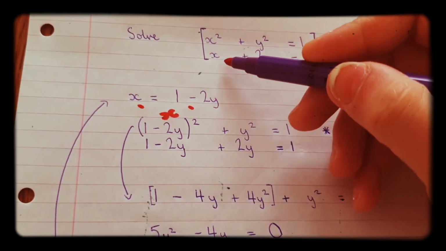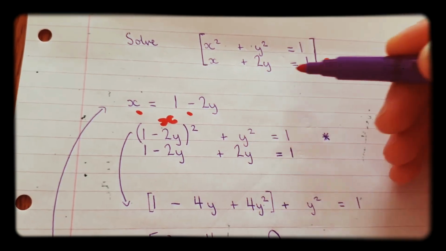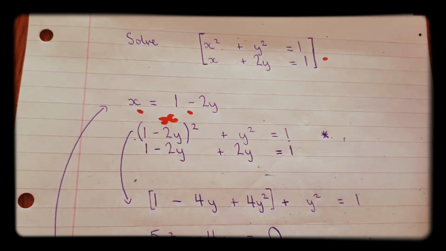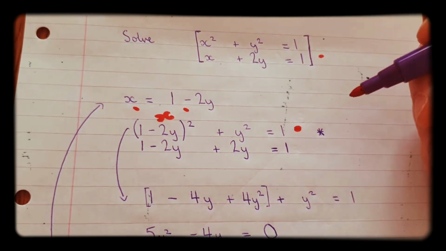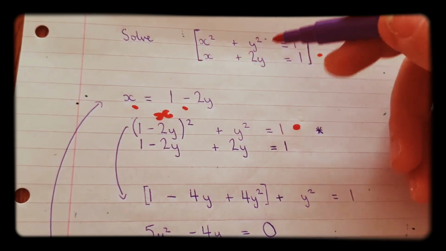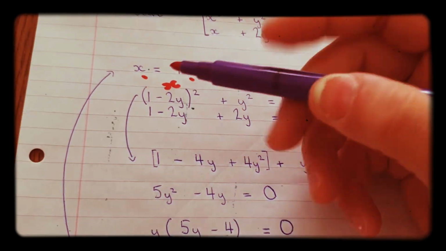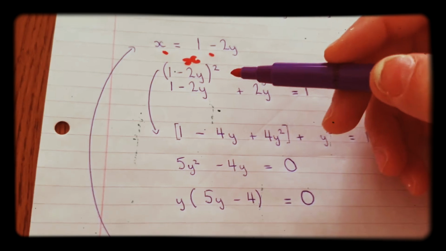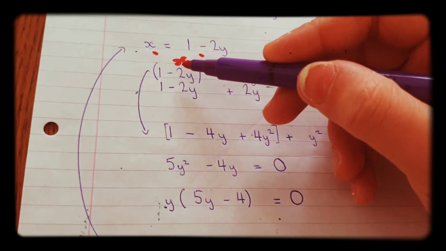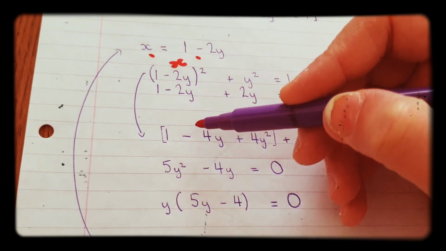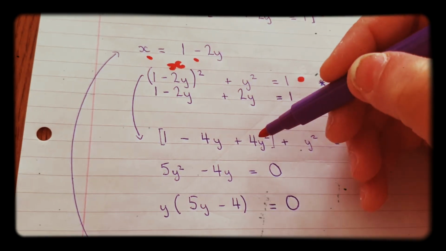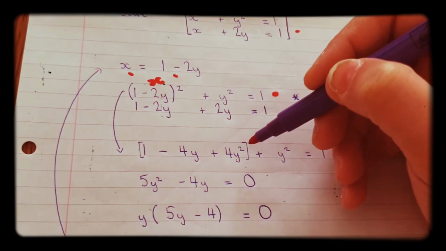And for this one here, it will be 1 minus 2y plus 2y equals 1. But this is the line that you're going to pick to solve this equation, the one with the quadratic. So take that out, and what we do now is we're going to expand this bracket. So 1 minus 2y squared, and you will get 1 minus 4y plus 4y squared.